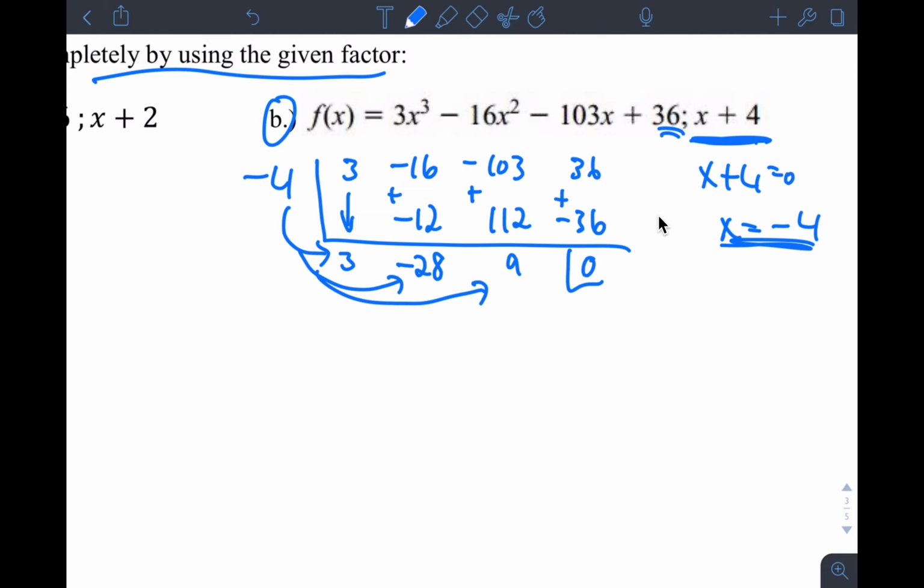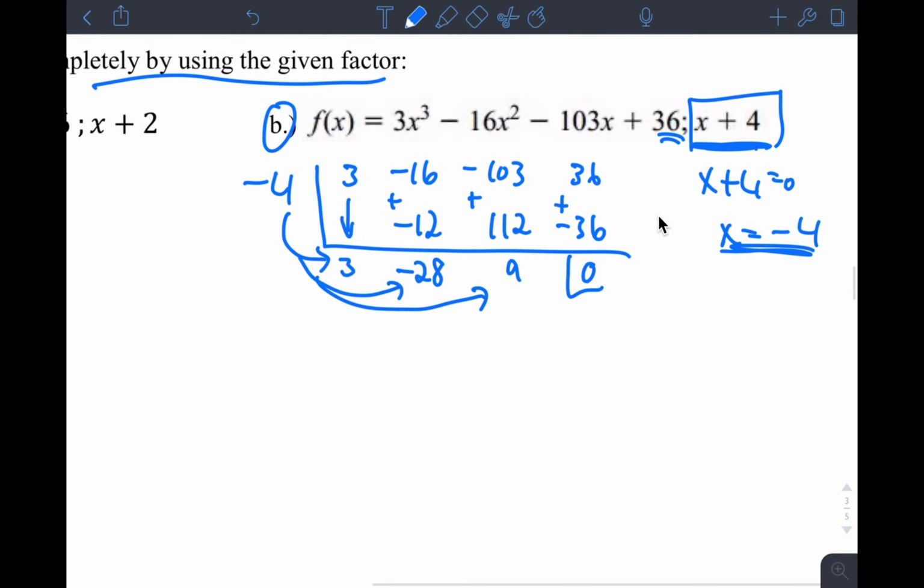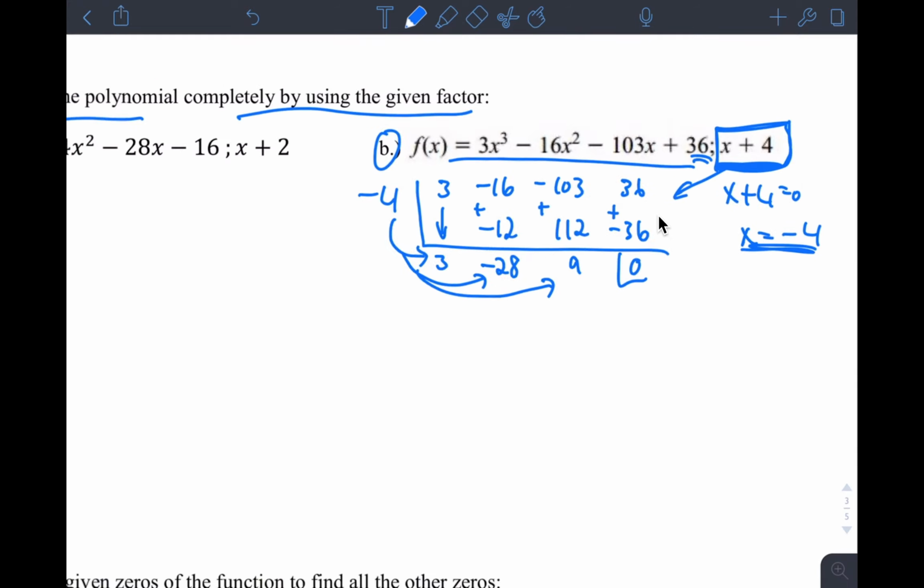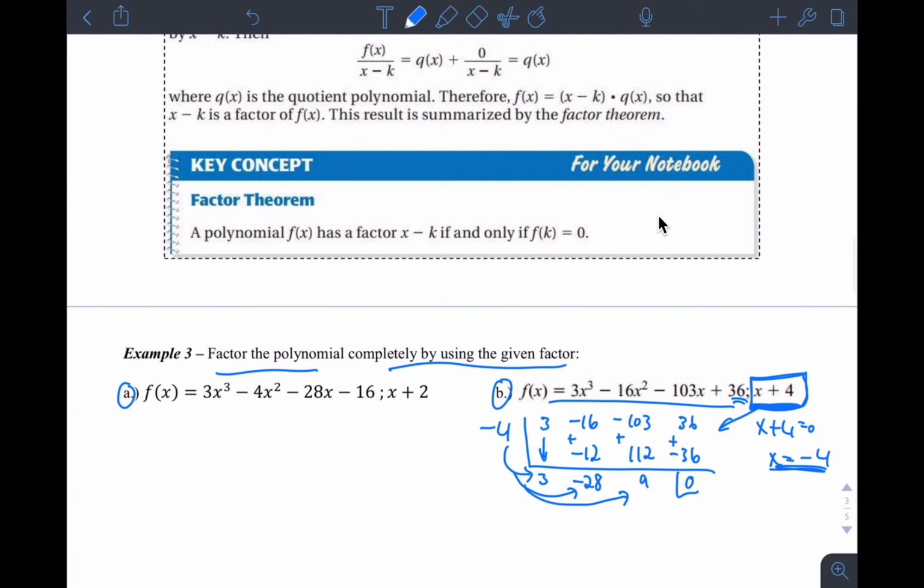Well, I had to get 0 since I was told this is a factor of the polynomial. When I do synthetic division, my remainder must be 0. That's what the factor theorem told us. If something is a factor of a polynomial, and I do synthetic division or long division, or the equivalent operation is substitution, I get 0.